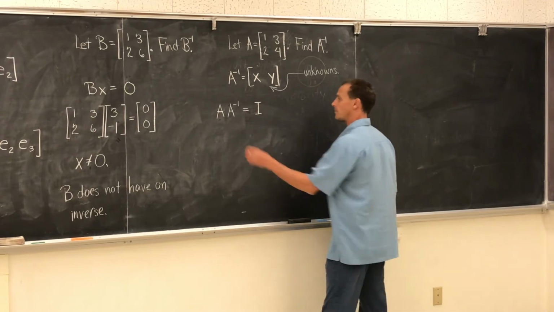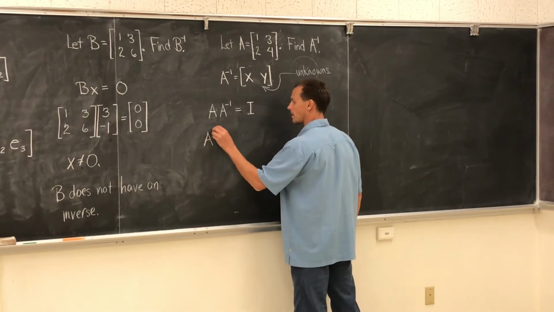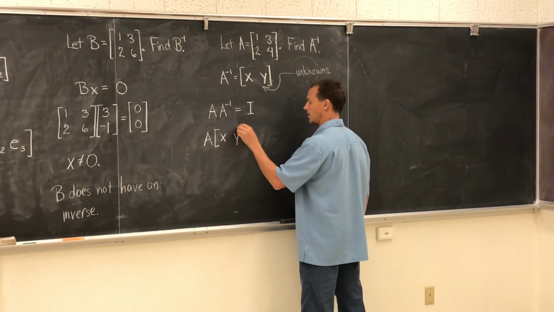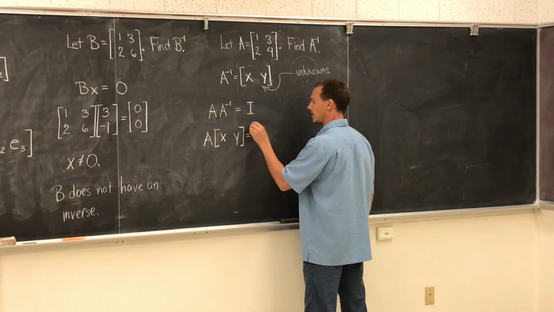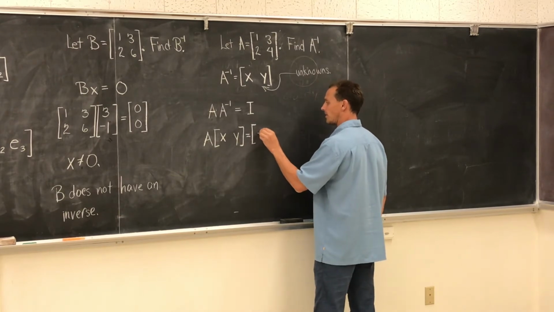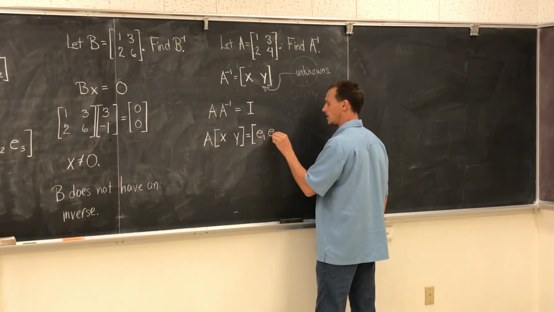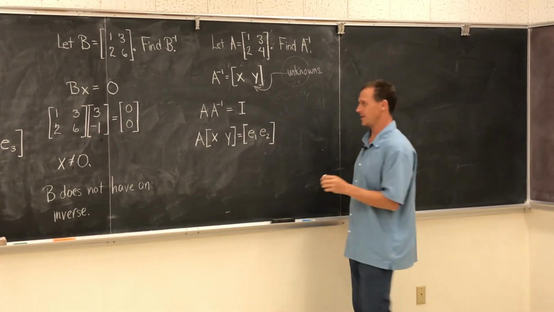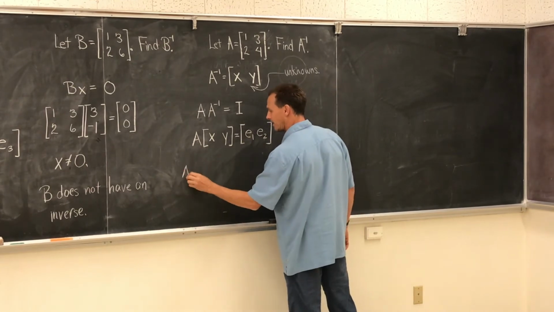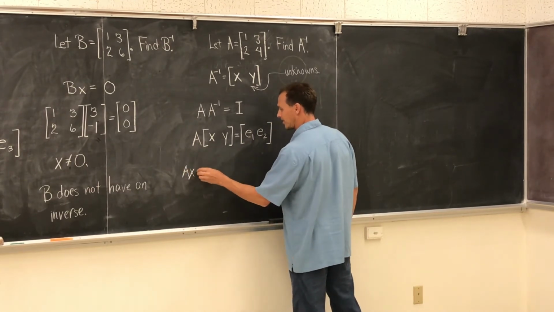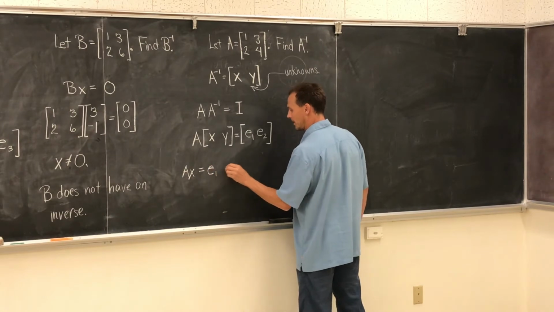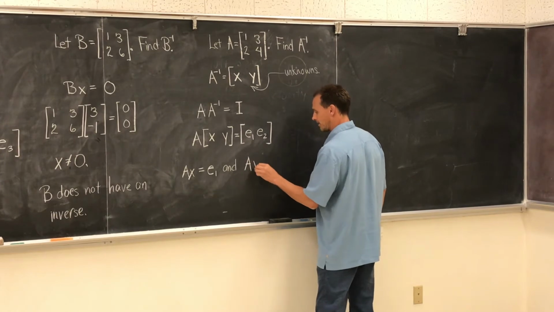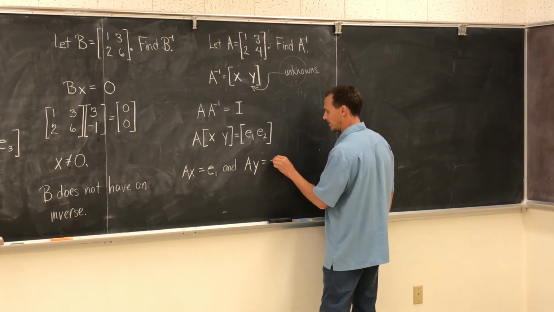Watch this. Well, this is A times some unknown X times some unknown Y. And look at this. We even know the columns of I. There's an E1 and an E2. So, okay, this gets better. This says that A times X equals E1, and also says that A times the vector Y is E2.